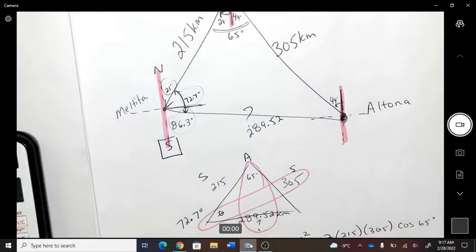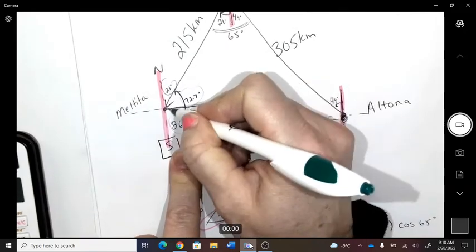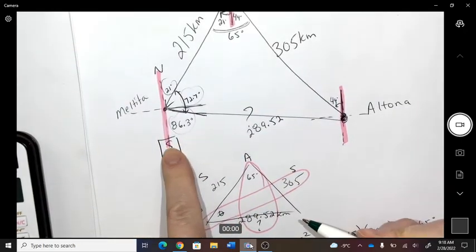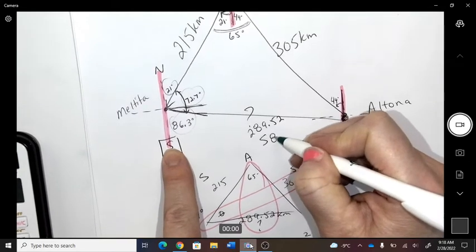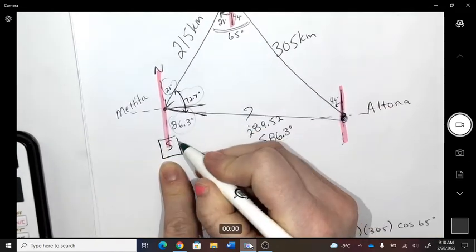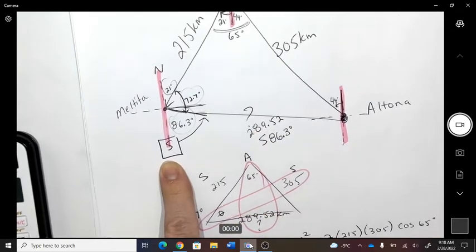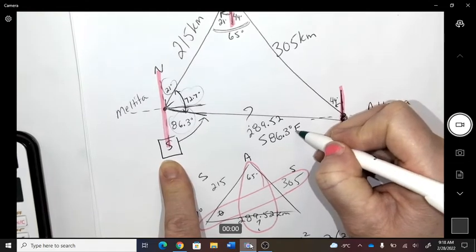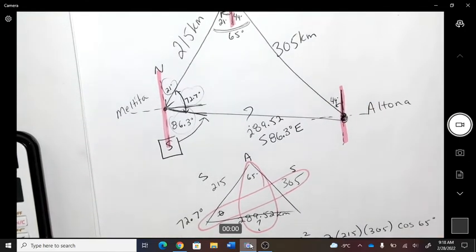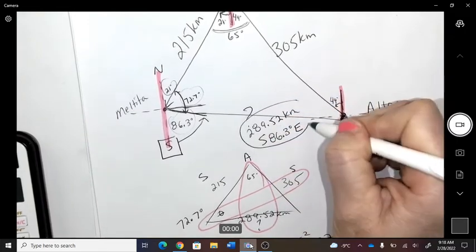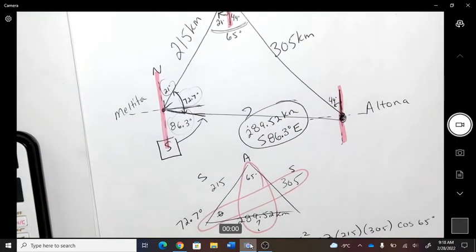So I did those 180 rule because they're all on a straight line. Okay. So here's the compass bearing. So this line is closer to the south. So south 86.3 degrees to the, which one is that, east or west? That would be to the east. So this is the pilot's last leg.